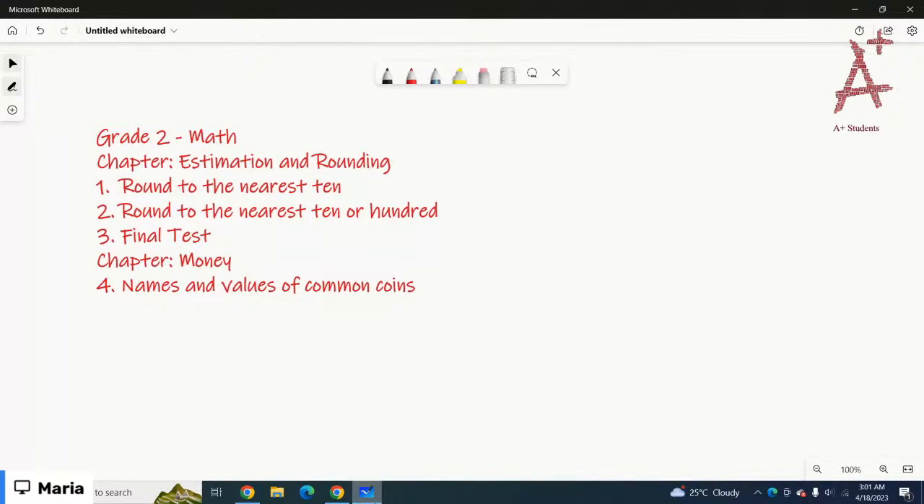So, we are here for grade 2 maths. You can find all the lessons on aplusstudents.com. You have to log in there using your email address, and the password is provided by the administrator. Then you have to select math from the subject tab, scroll down to grade 2, and then click on view all lessons. There you can find a list of the chapters.